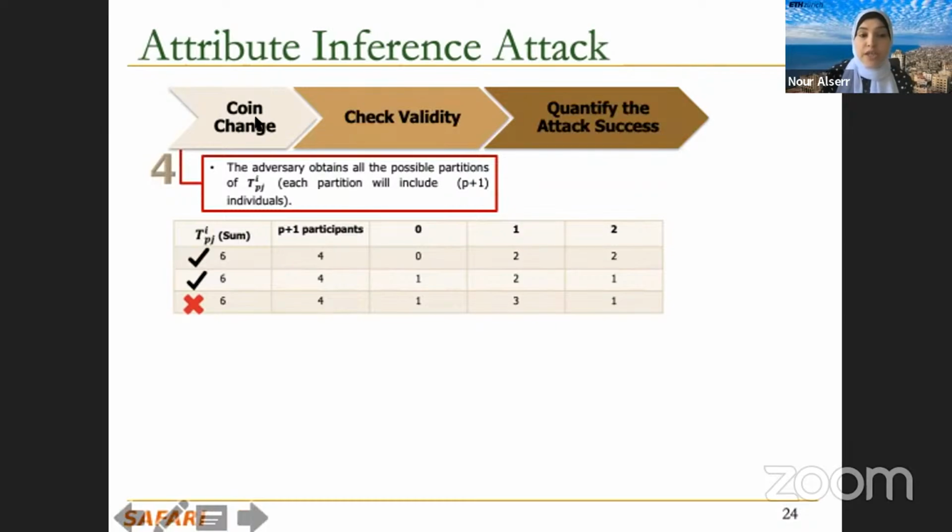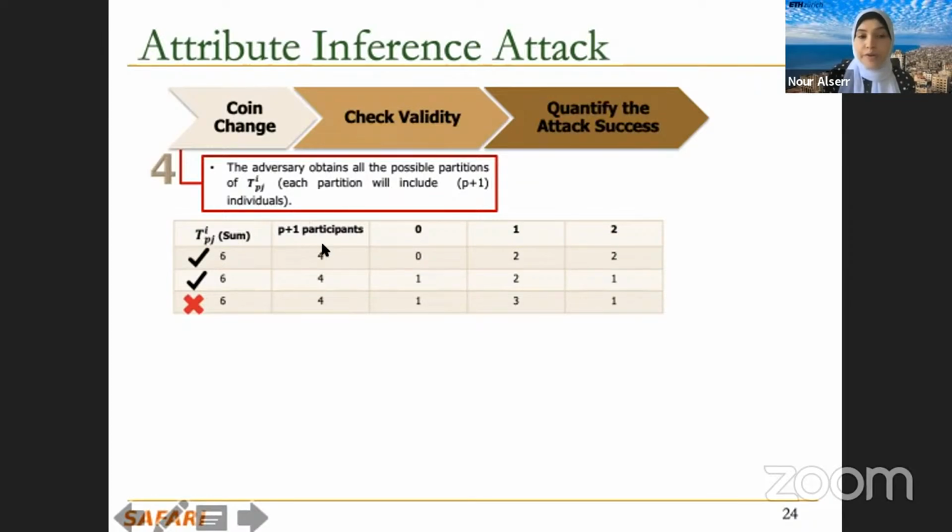What's the coin change? First, we need to find all the possible partitions. For that 6, how many partitions do we have for 0? How many partitions for 1? How many partitions for 2? So for example, here in the second one, we can have 1 with 0 value, 2 with 1 value, and 1 with 2 values, right?